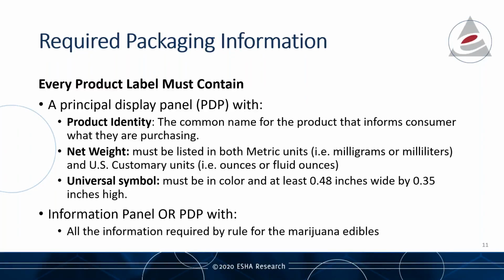Components and information required on marijuana edibles in Oregon are a principal display panel, or a PDP, with the product identity, which is the consumer-friendly common name of the product, the net weight of the product in U.S. customary units and metric units, and the universal symbol, which for Oregon is a marijuana leaf on a red background, and it must be in color. Black and white does not suffice. The package must also include all information or an informational panel, either separately or as part of the PDP that lists the information required for the marijuana edibles.